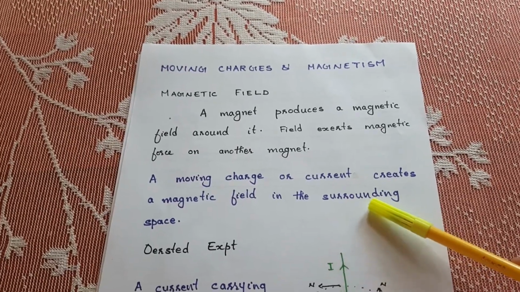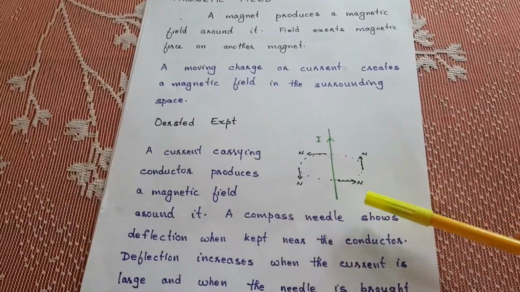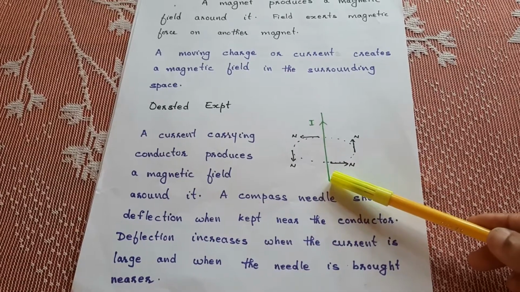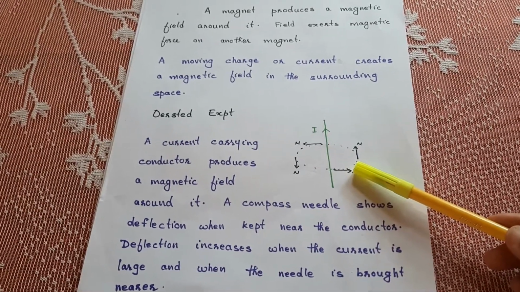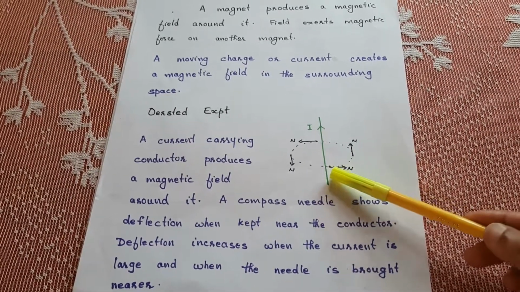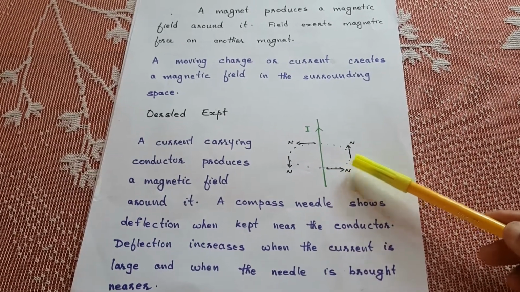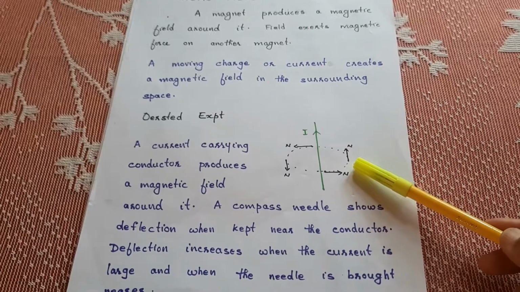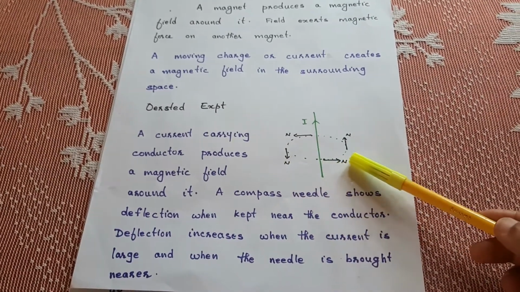in the surrounding space. In his experiment, he placed a compass needle near a current-carrying conductor. It is found that the needle shows deflection, and the deflection increases as the current through the conductor increases. But when the needle is moved away from the conductor, the deflection decreases. At different points, the direction of deflection is different.